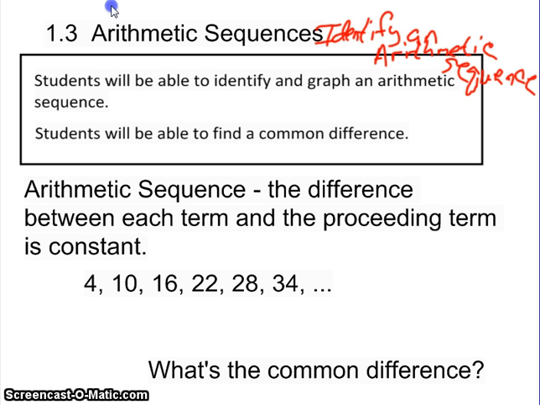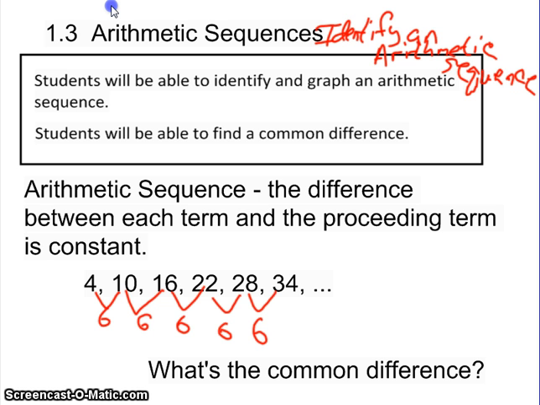So if I take 10 minus 4, I get 6. Or another way to look at the same thing, if I take 4 plus 6, I get 10. Okay? So 10 plus 6 is 16. 16 plus 6 is 22. And the difference between each of those consecutive terms is always 6. It's a constant number. And that makes this sequence arithmetic.